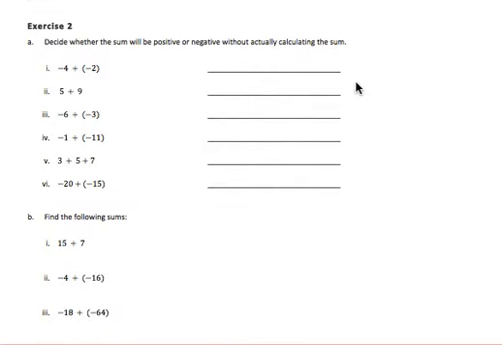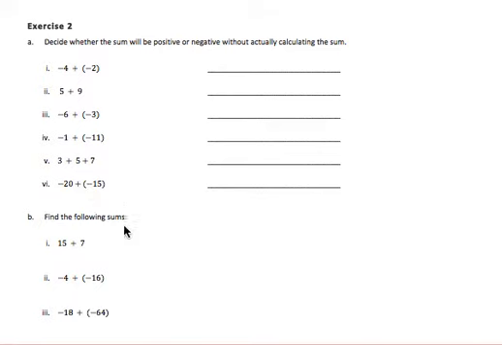In exercise 2, we're going to look at these numbers and decide whether the sum, first of all, will be positive or negative without calculating the sum. If we add a -4 and a -2, we would assume that answer will be negative because we are going to the left for both numbers. If we add +5 and +9, our answer will be positive. -6 and -3 would be negative. -1 and -11 would be negative. 3 plus 5 plus 7 will be positive, and -20 plus -15 will be negative.